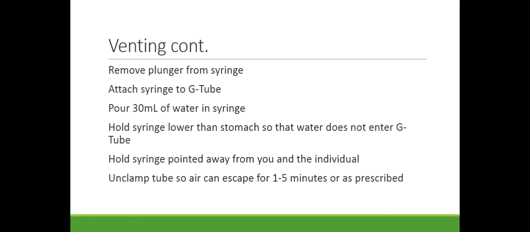You'll remove the plunger from the syringe and then reattach the syringe to the G-tube. You'll pour 30 milliliters of water into the syringe and you'll hold the syringe lower than the stomach so the water does not enter the G-tube. That's important. You'll also want to hold the syringe pointed away from the individual and away from you. You'll then unclamp so that the air can escape for 1 to 5 minutes or as prescribed.